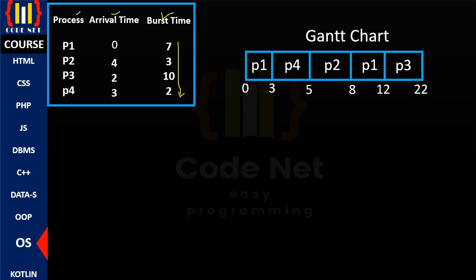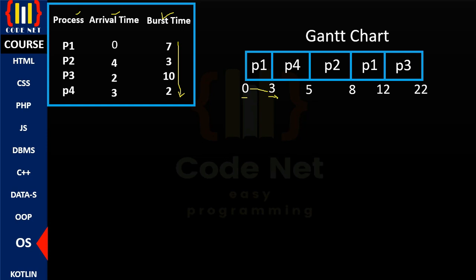Process 1 started the execution, though it doesn't have the shortest execution time, because it was the only process in the ready queue. Hence the CPU at point 0 didn't double check the other processes' execution times. Why? Because process 1 was the only process in the ready queue. So process 1 starts at point 0 and reaches 3 milliseconds.